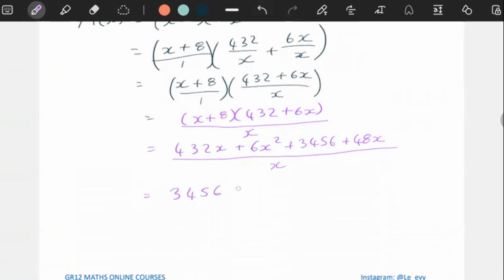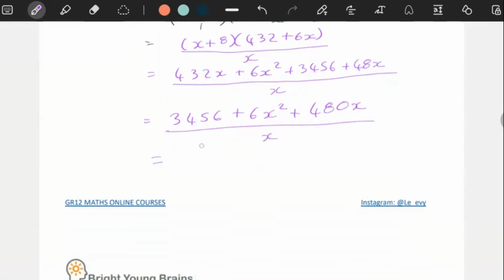A bit lower here. And then this plus this gives us 480x, the whole thing over x. So if we put everything individually over x, it's going to be this over x.